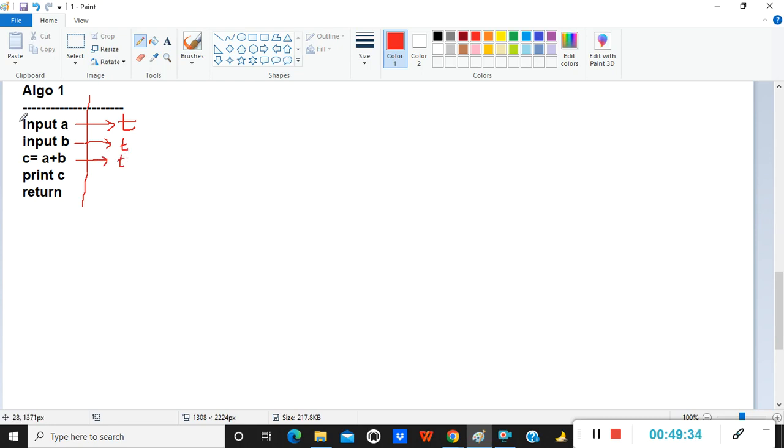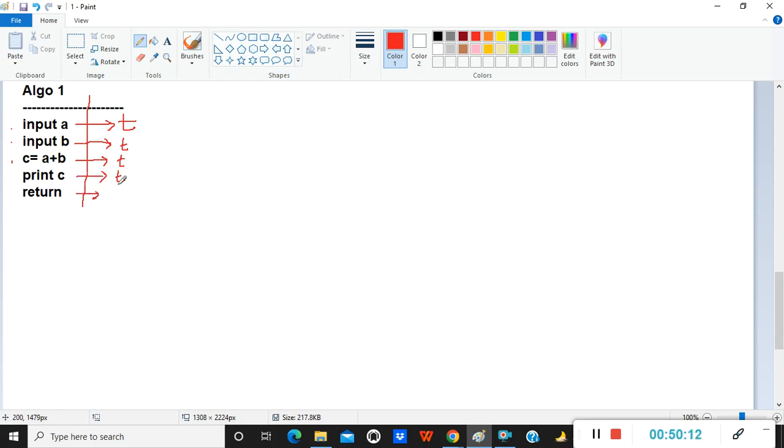These are the two input statements and this is a summation statement. But we consider that every type of statement takes the same amount of time. In real life, obviously these different statements will take different amounts of time, but we have to go on a hypothetical basis, so there is no harm in taking this assumption. So T is constant.